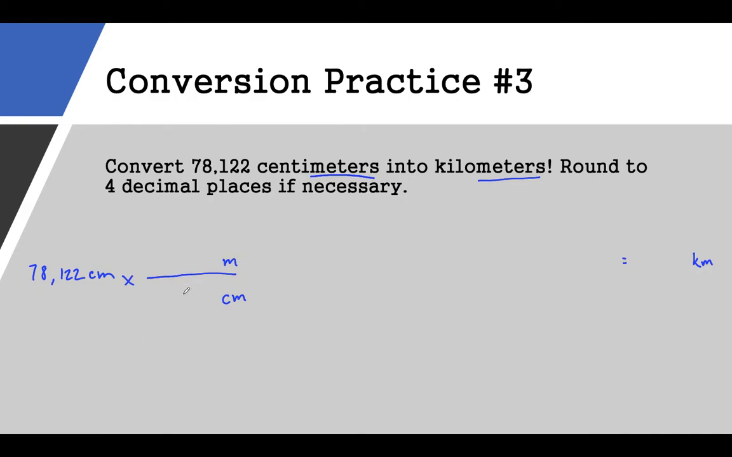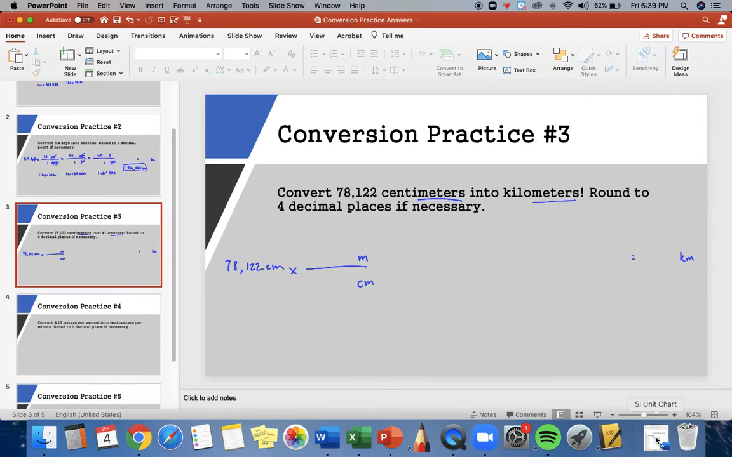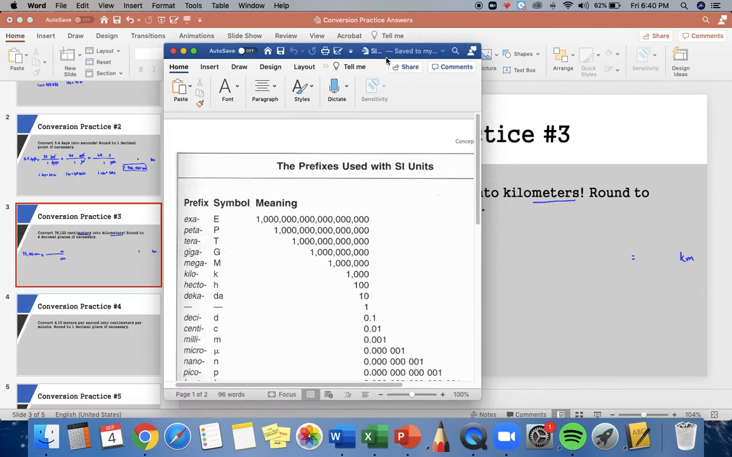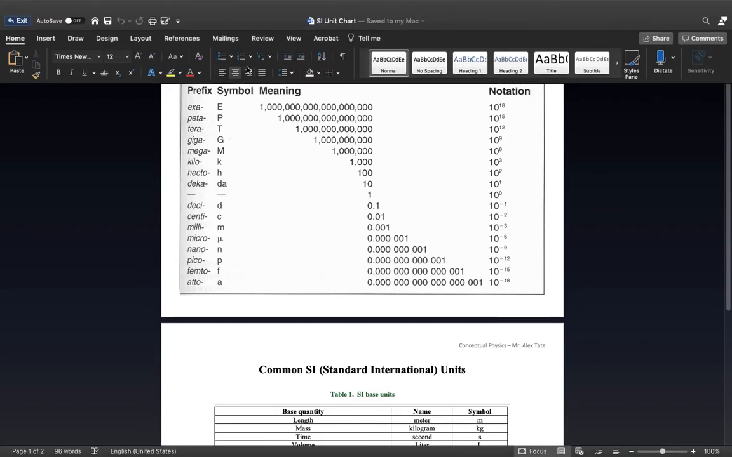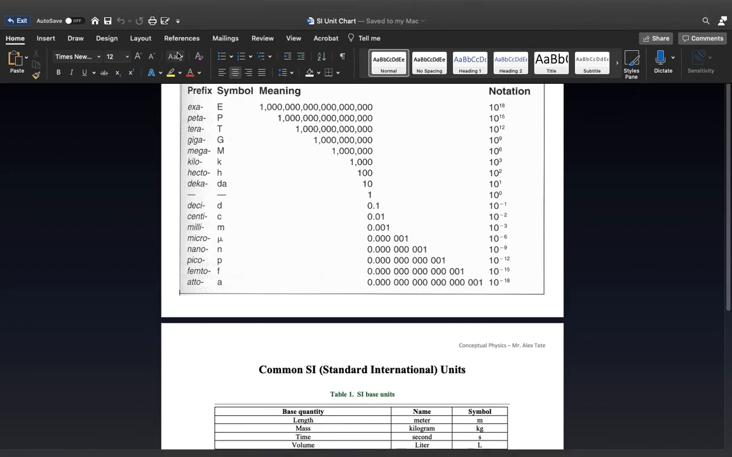And you might say, Mr. Tate, well, I don't know this conversion factor. And I agree with you. It's not very common knowledge unless you are a science teacher. But I firmly believe you are going to have just so much knowledge available to you. In this case, I am going to give it to you.